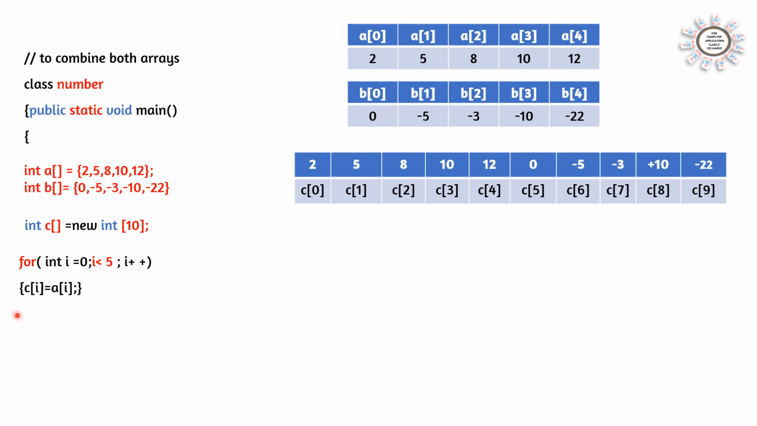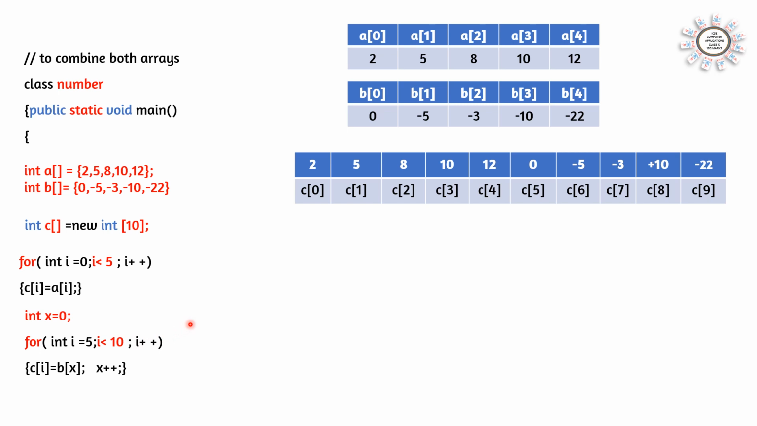So here straightly we can say C of i is equal to A of i. So here C0 is equal to A0, C1 is equal to A1, like that. And now for the rest of the elements, starting from 5th position to 9th position, the next loop will start from position number 5, i less than 10. So that means 5 to 9, i plus plus. This loop we are taking for the positions of array C, C5 to C9.